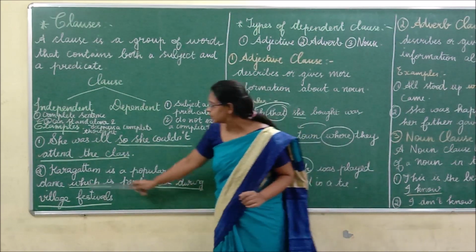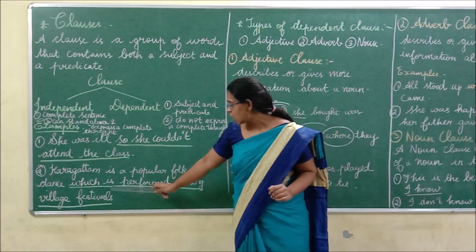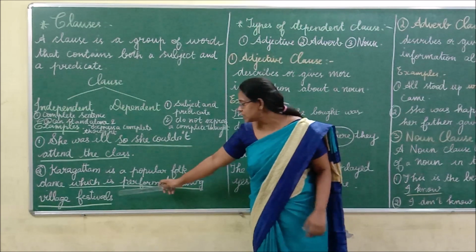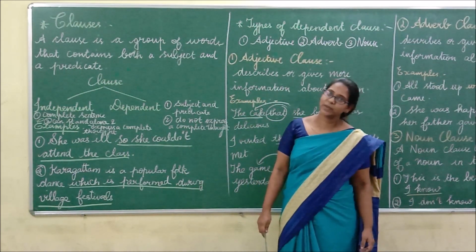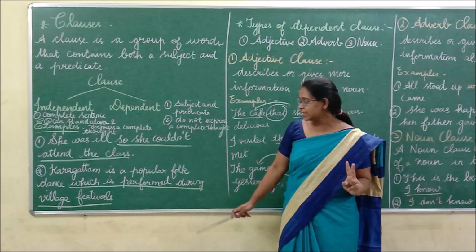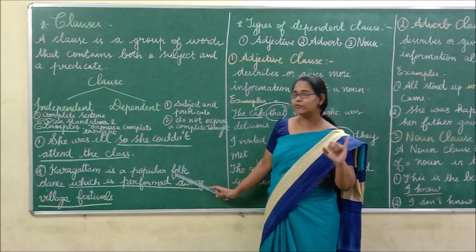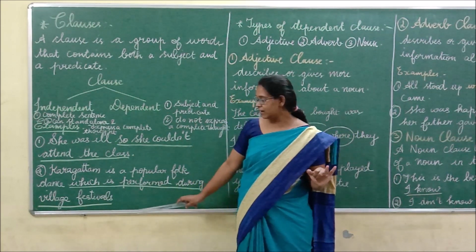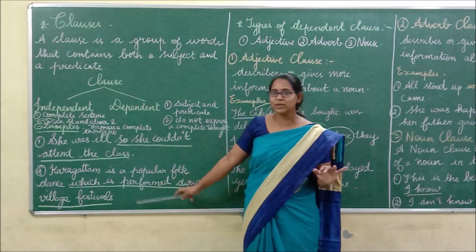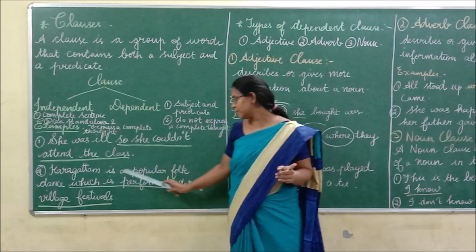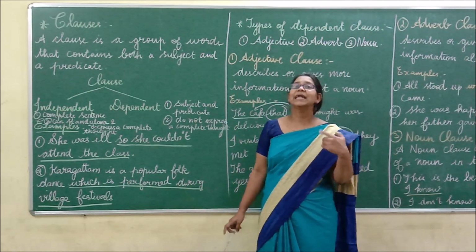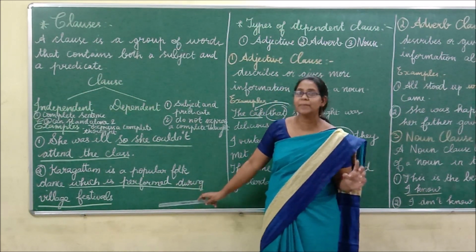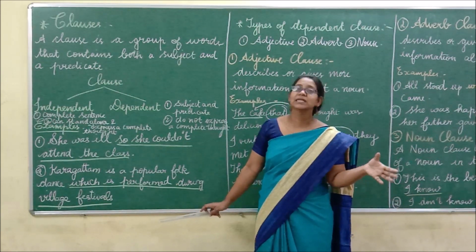See another example. Karanatam is a popular folk dance which is performed during village festivals. Here we have two clauses, isn't it? Karanatam is a popular folk dance is one, and the next, which is performed during village festivals. Which is the independent clause and which is the dependent clause? Yes, you are correct. Karanatam is a popular folk dance is the independent clause or main clause. Which is performed during village festivals is a dependent clause, otherwise called a subordinate clause.